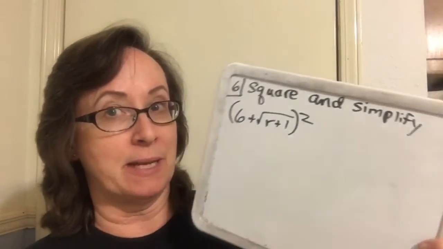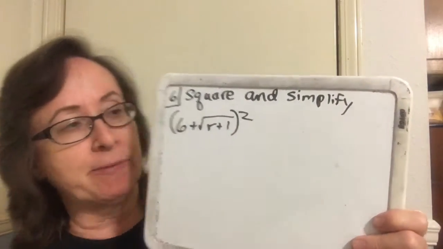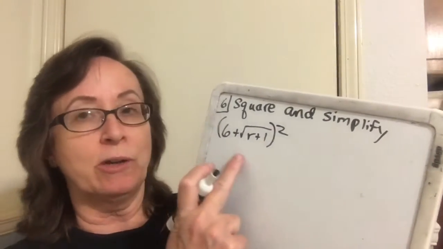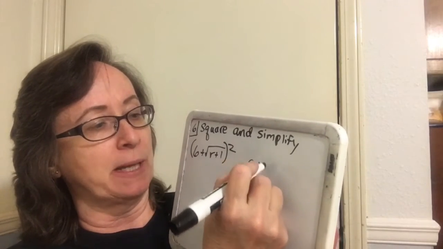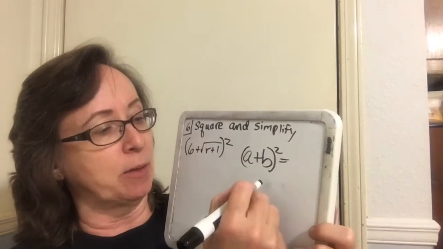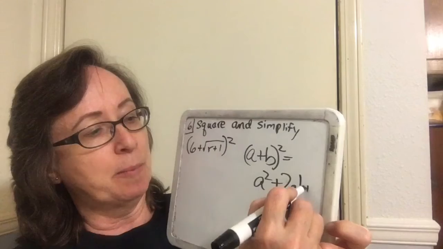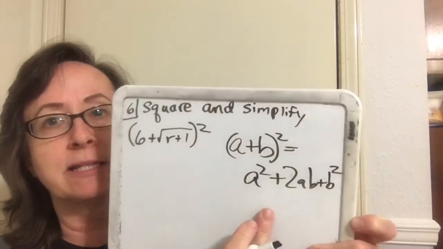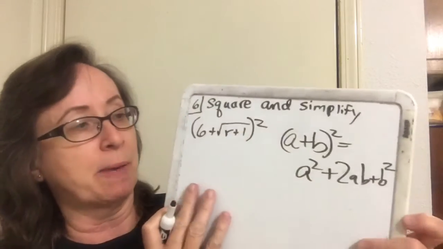All right, so now we're going to start with problem number 6. And this one just says square and simplify. So we're going to take this and square it. And remember, we're using our formula, a plus b quantity squared. Anytime we square a binomial, it is a squared plus twice ab plus b squared. Okay, so this is the formula that we will use over and over when we square a binomial.